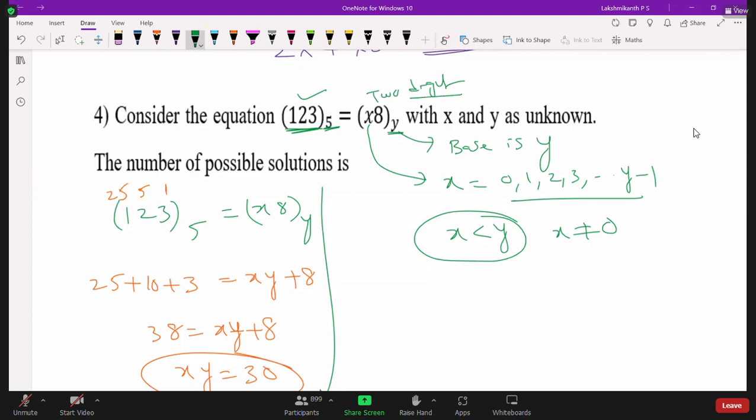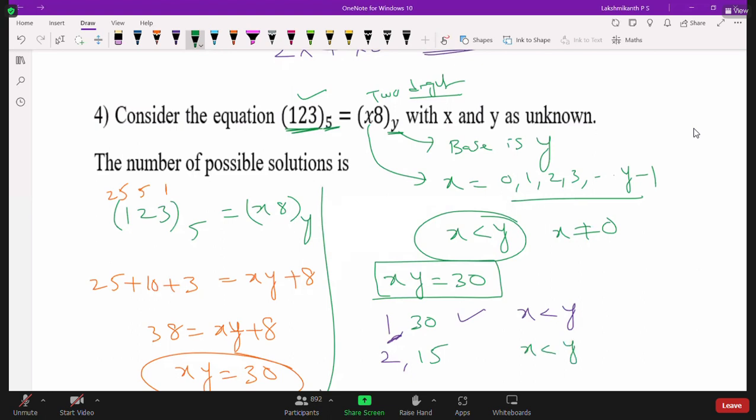This is a 2-digit number and x cannot be 0, x less than y. So we have to simply split this xy. How can we write xy? x1 y15. Can we write like this? Yeah, this is possible because x less than y. Now x2, 130, 215. So x less than y. Now what about the next one? 310, x less than y. This is possible, right?